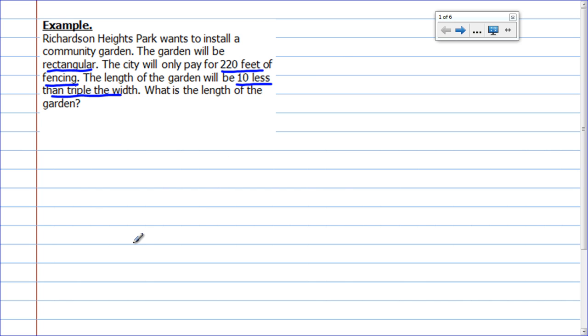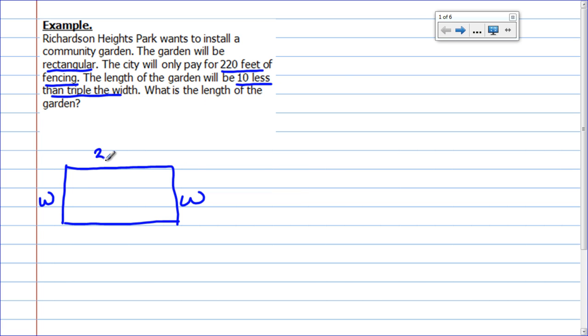Well, the first thing that we should do after we have found all our important information, read the problem, is draw a picture. I know that this garden is going to be rectangular, so I'm going to draw myself a rectangle. Then they tell me that the length of the garden will be 10 less than triple the width. Well, if these are the widths, then the garden has to be 10 less than triple that.